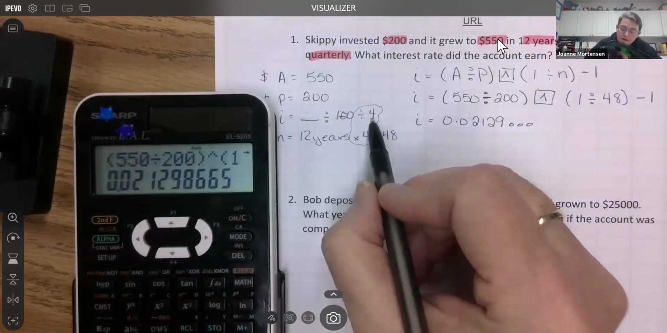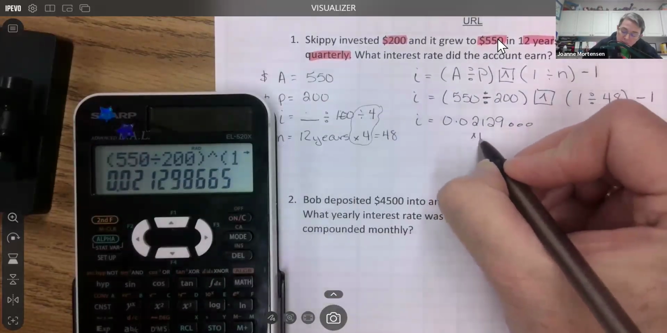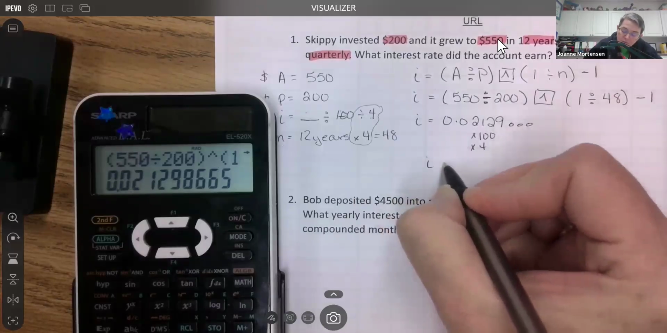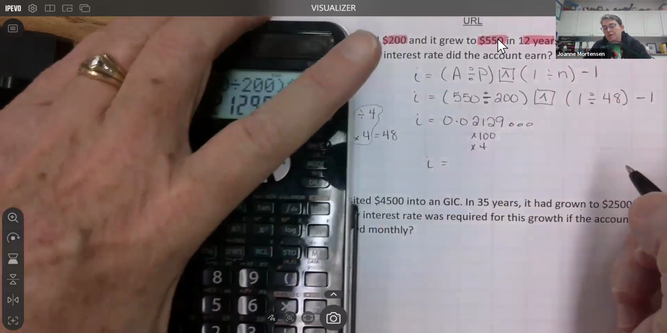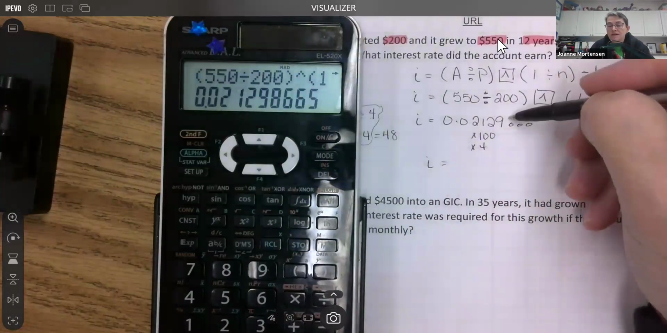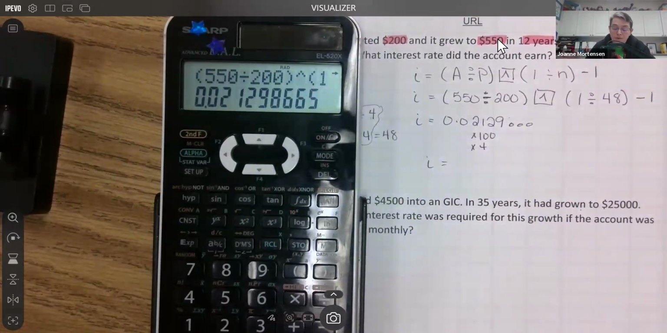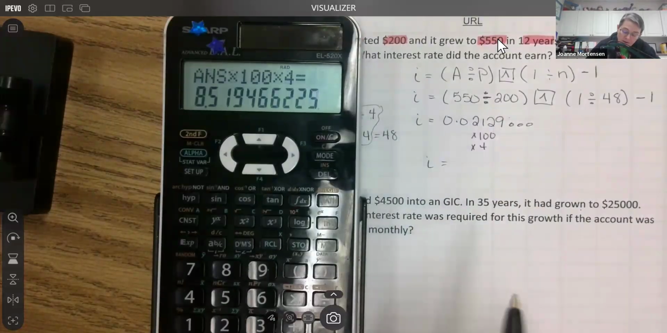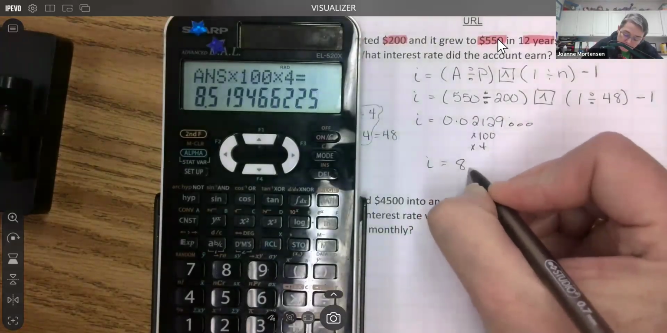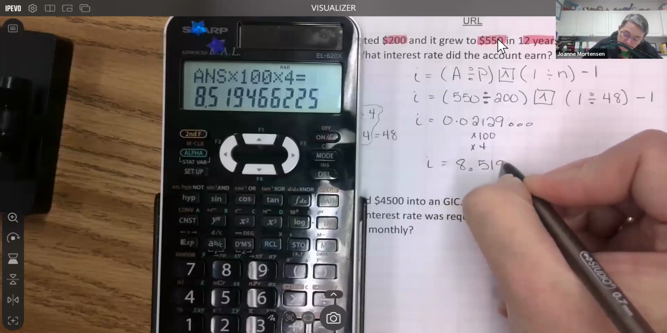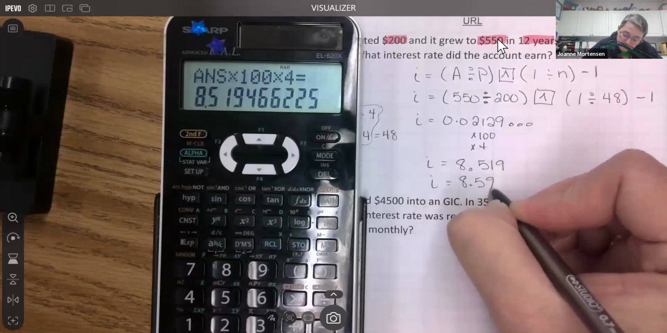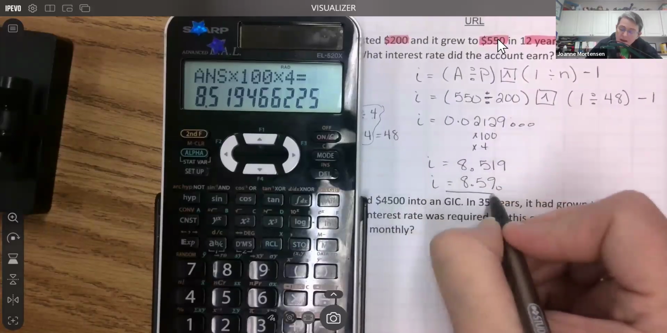But now I go over here and I remind myself that I need to multiply by 100 and I need to multiply by 4. And that will give me my actual interest per year, because this is interest as a decimal per quarter. I don't want that. I want the answer per year. So I'm going to multiply by 100 and by 4, and interest is 8.519. So interest is equal to 8.5%. And there we go.